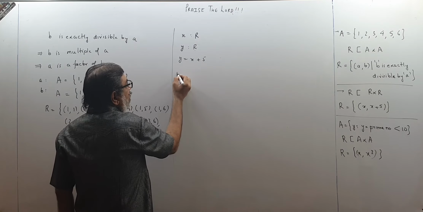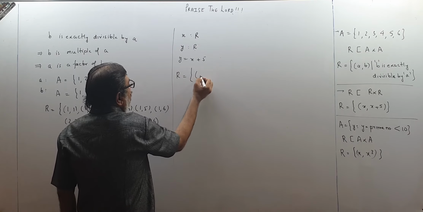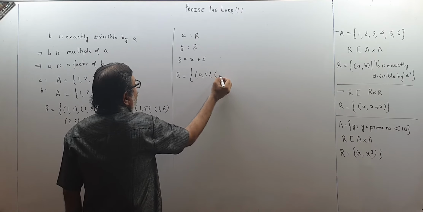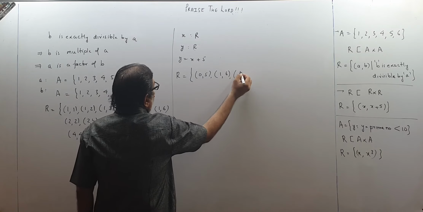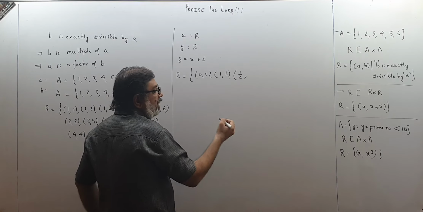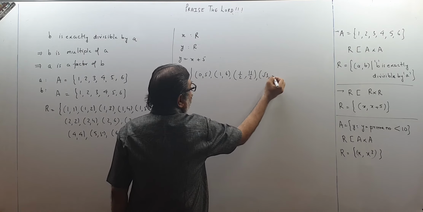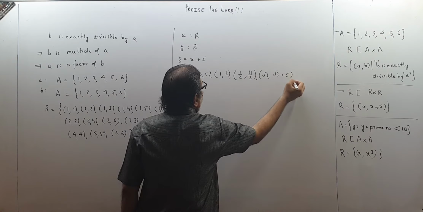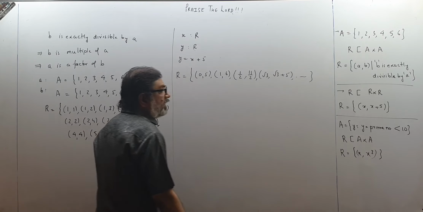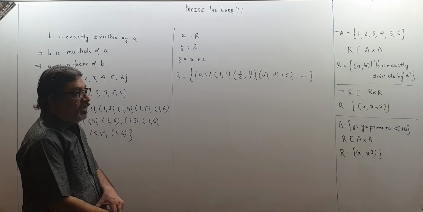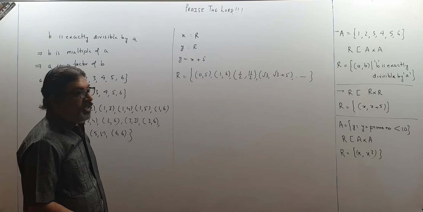So which elements can be there in R, children? There will be infinite. If I take 0, it will become 5. If I take 1, it will become 6. If I take half, it will become half plus 5. That will be 11 upon 2. If I take root 3, it will be root 3 plus 5. And so many will come. Infinite elements. Right? So now we have to write the domain.